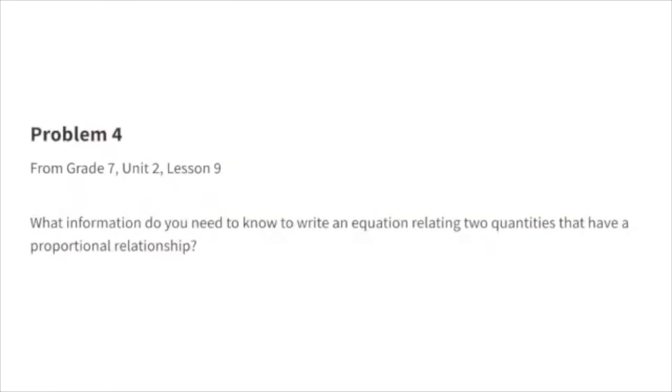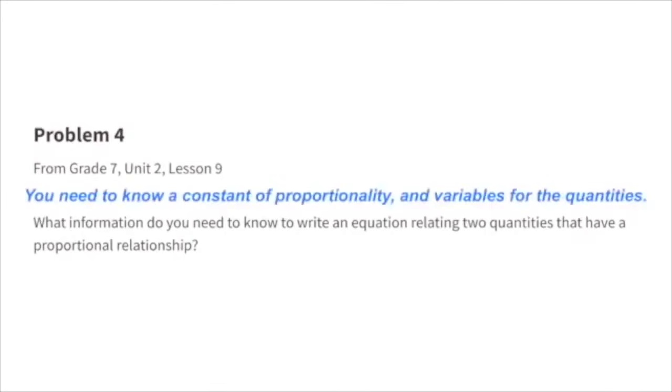Problem number 4 from 7th grade, Unit 2, Lesson 9. What information do you need to know to write an equation relating 2 quantities that have a proportional relationship? You need to know a constant of proportionality and variables for the quantities.